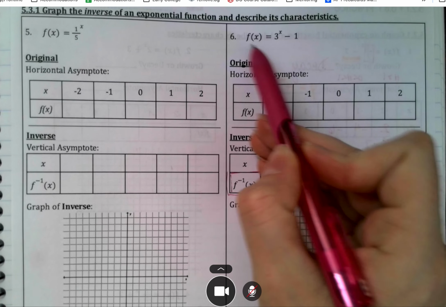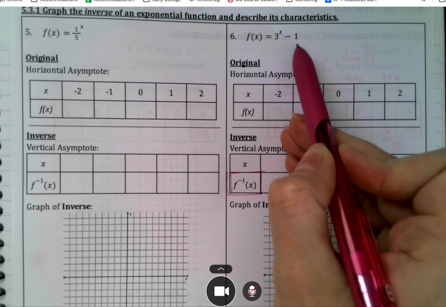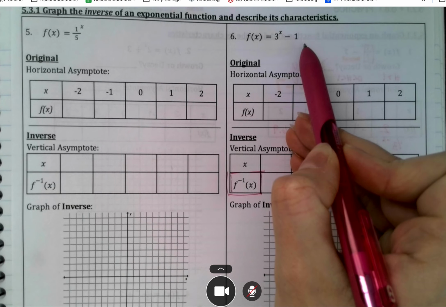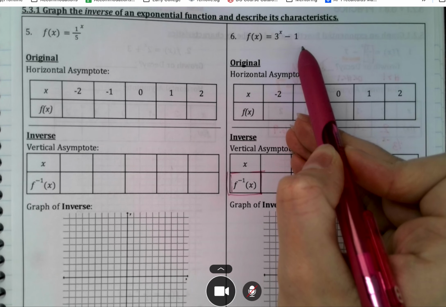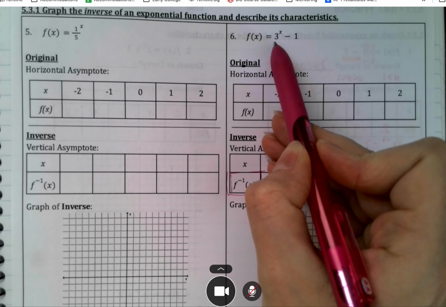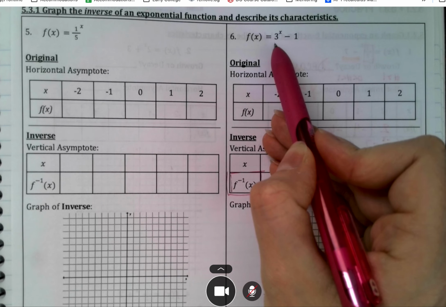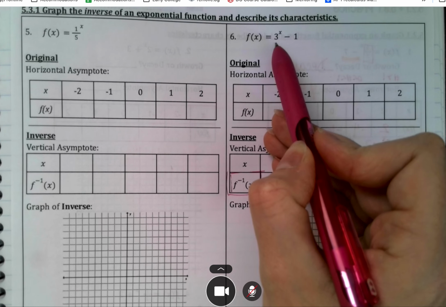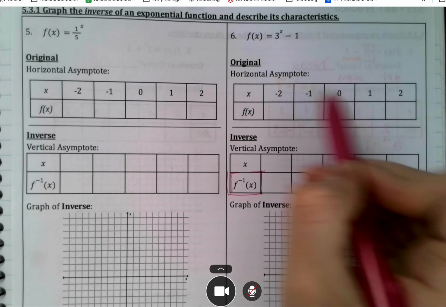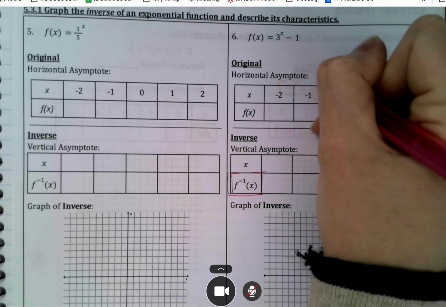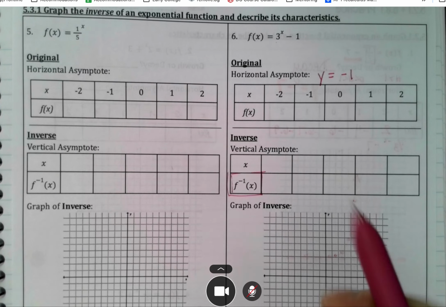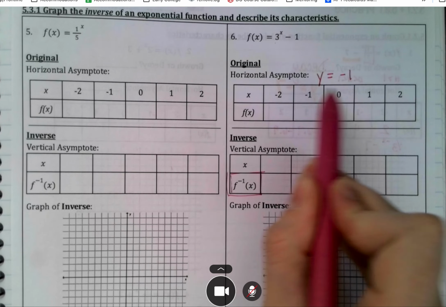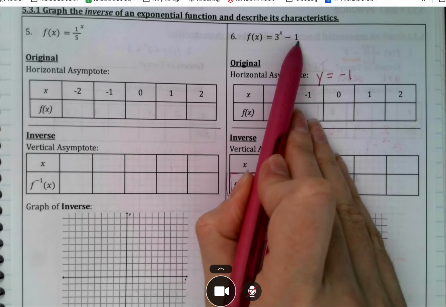So we have f of x equals 3 to the power of x minus 1. Right now, I kind of want to think about if it's growing or decaying. So if I did graph the exponential, it would be demonstrating exponential growth because I have 3 to the power of x and 3 is bigger than 1. My horizontal asymptote is at y equals -1 because horizontal will cross the y-axis since it goes left to right, and it's at -1 because that's the number on the end.